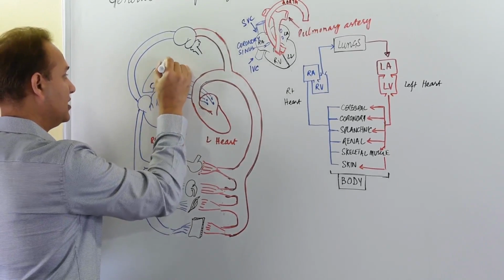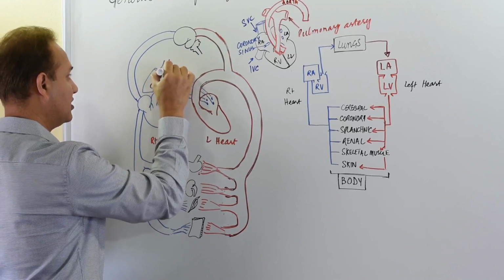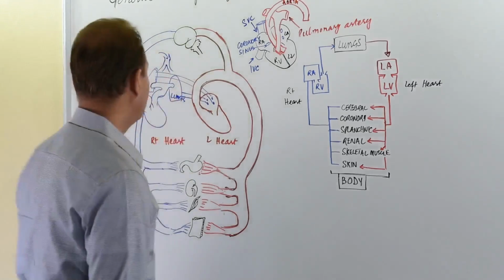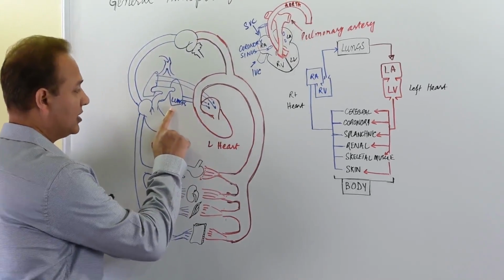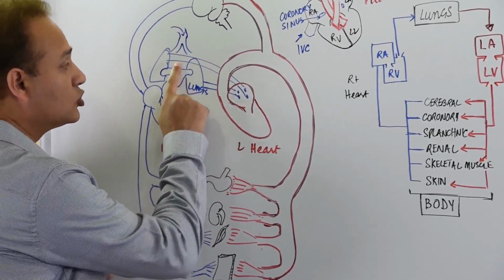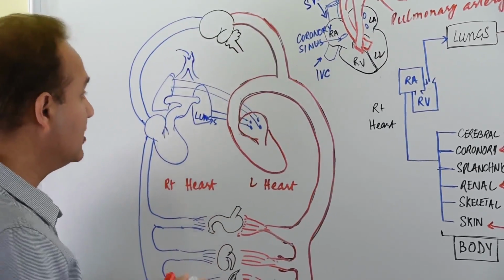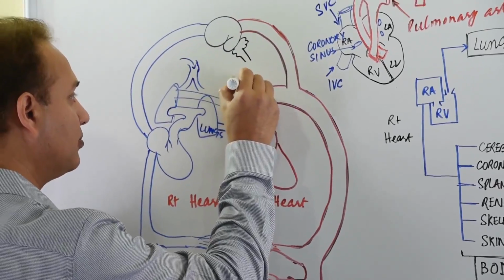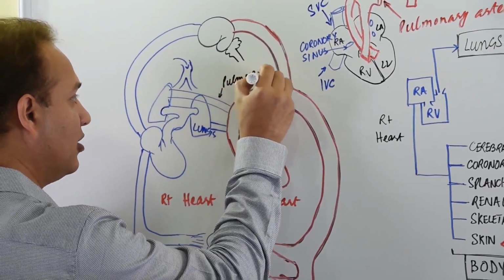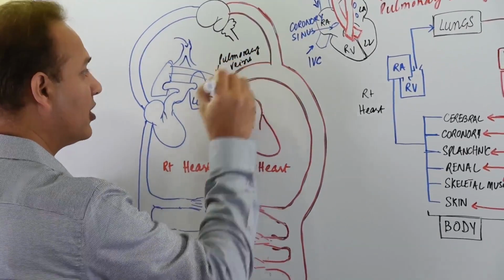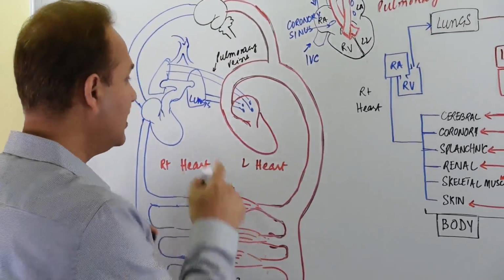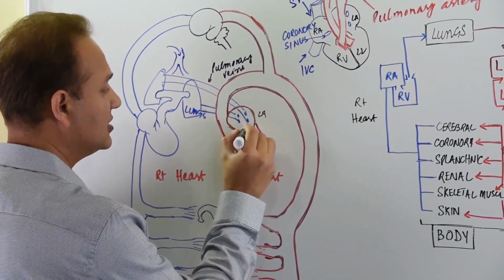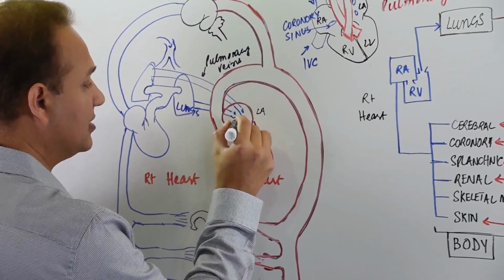You know that the lungs are connected with the trachea. The trachea is bringing air from the mouth. The oxygenated blood comes from the lungs through the pulmonary veins. These are the pulmonary veins, 4 in number, 2 from each lung. They bring the blood into the left atrium. So this is the oxygenated blood that is coming in.